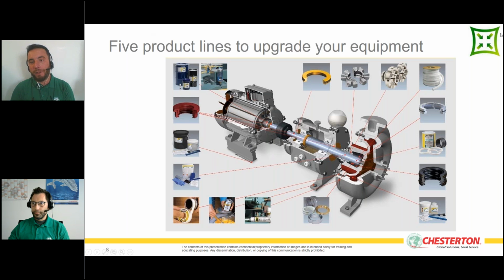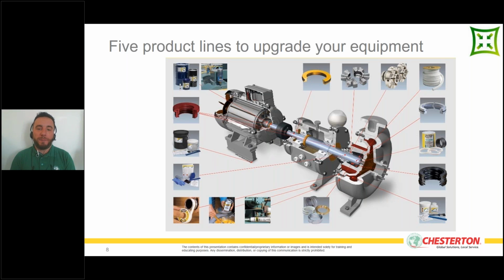Talking about, for example, a mechanical seal or a packing, we can also apply the coatings to the wet part of the pump. We can improve the lubrication of the bearings. We can apply the thread sealant or the anti-seize compound. All these products are from Chesterton. We have full control of the improvement that we are offering you.